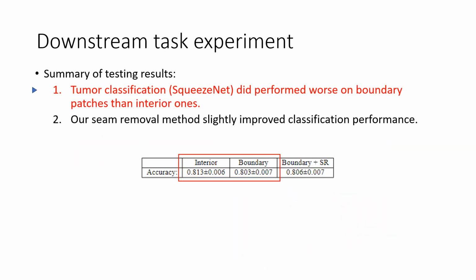Our quantitative testing results verified that, yes, tumor classification method did perform worse on the seams. And our seam removal method did improve classification results on the patch boundary regions by a small margin.